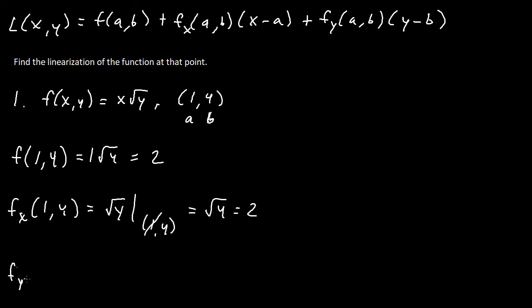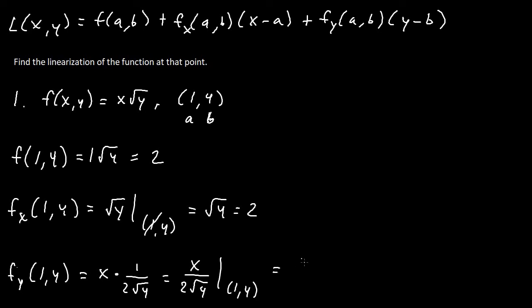So f sub y, partial derivative with respect to y, evaluated at 1, 4, is going to be, well, x is going to be treated as a constant, square root of y is the variable, so we're just going to have x times the derivative of square root of y, which is 1 over 2 square root of y. So we basically get x over 2 times the square root of y. Now if we evaluate that at 1, 4, we're going to get 1 over 2 times the square root of 4, which is 2, so 2 times 2 is 4.